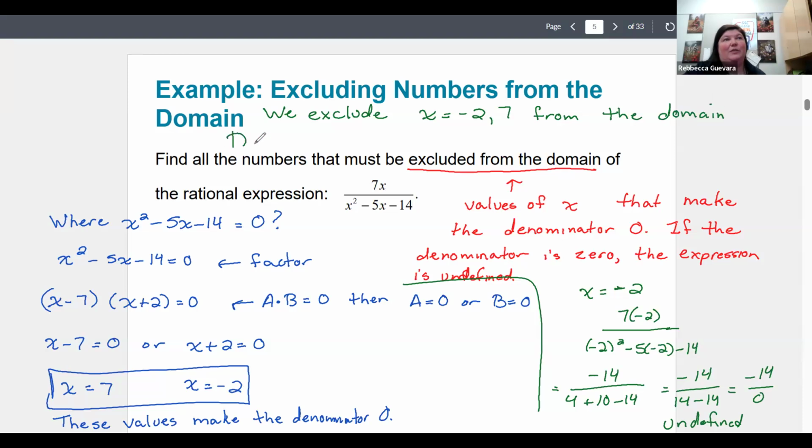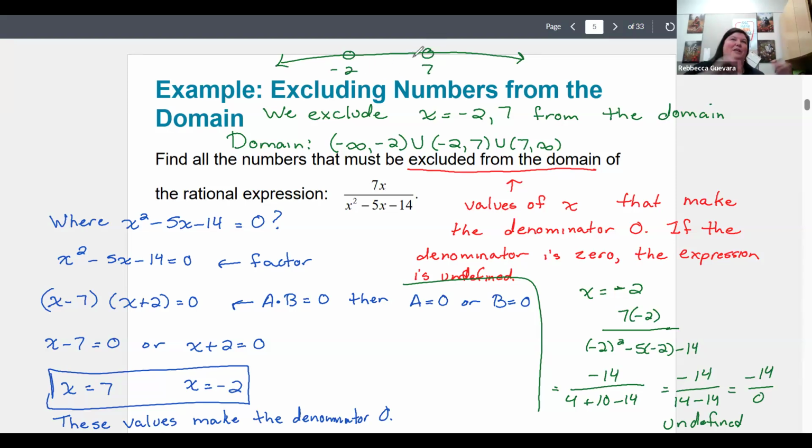So if we were actually to talk about what the domain would be, your domain would end up being every value from -infinity up to -2. We skip -2. And then we go from -2 to 7. But then we have to skip over 7 because 7 can't be included. And we go to 7 to infinity. So what that's doing is just making a number line like this, and we're just making open points at -2 and 7, but that's representing my domain.